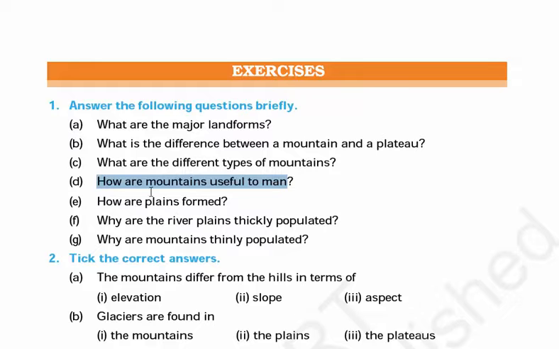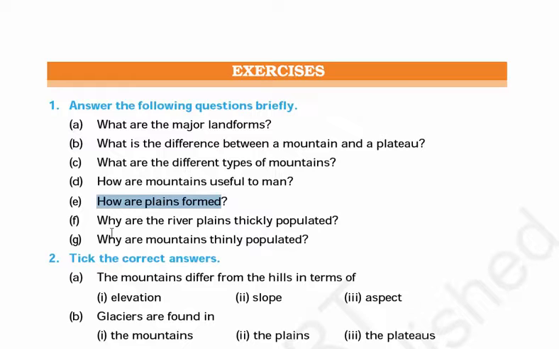Fifth question, how are plains formed? So plains are formed usually by running water. So when a river runs for a continuous period of time, that place gets eroded and all the soil is taken away with the running water. As a result, it leaves behind a plain. So that's how the plains are formed.